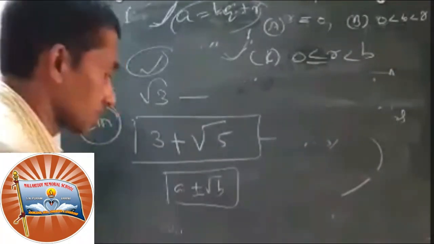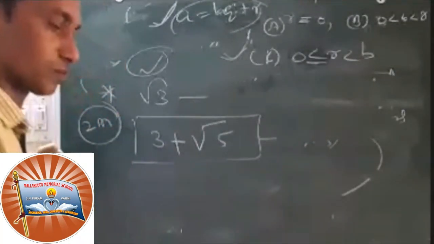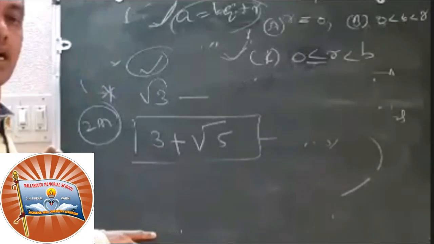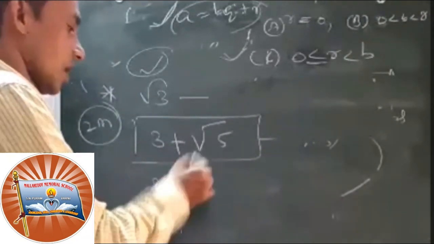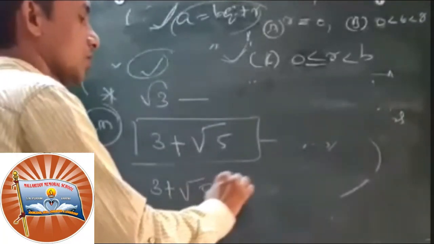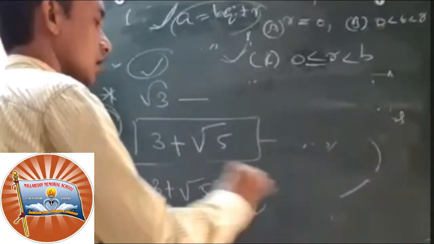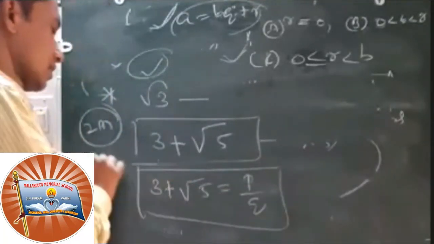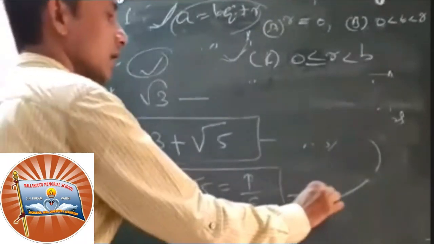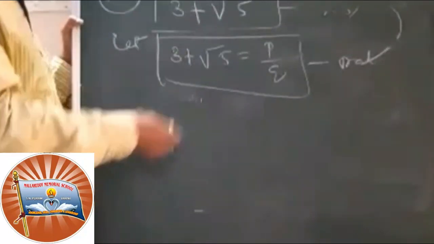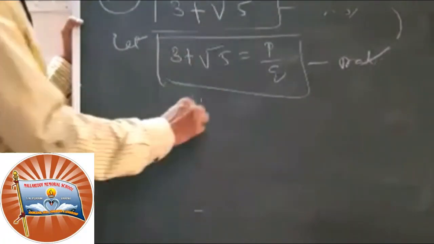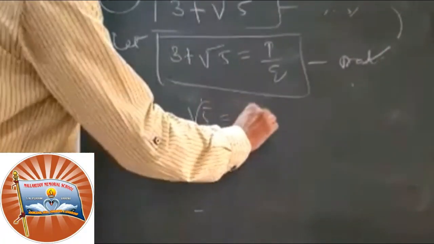Understand? So for whatever it may be, we have to prove it by contradiction. For this, let 3 plus root 5 be equal to a rational number. It is there in your textbook. For this, take root 5 on one side.